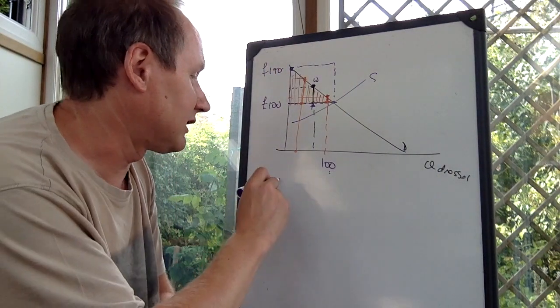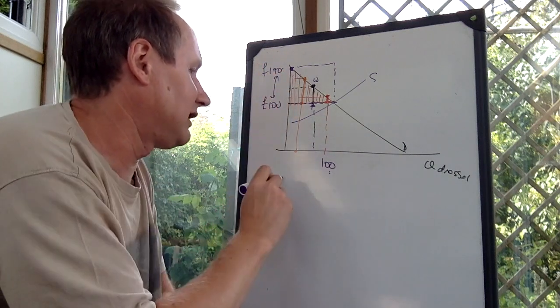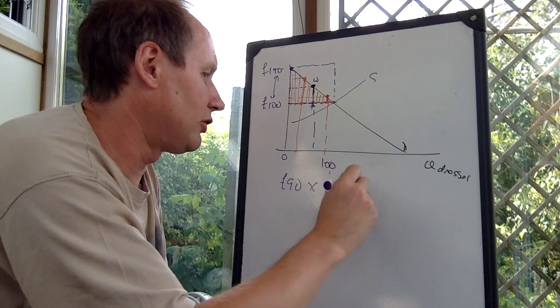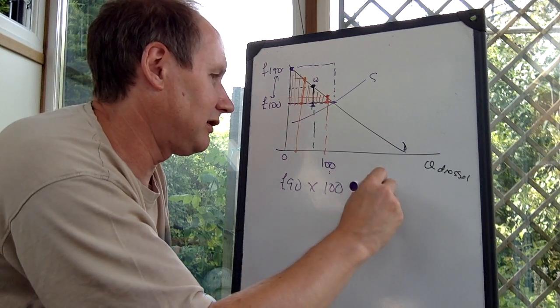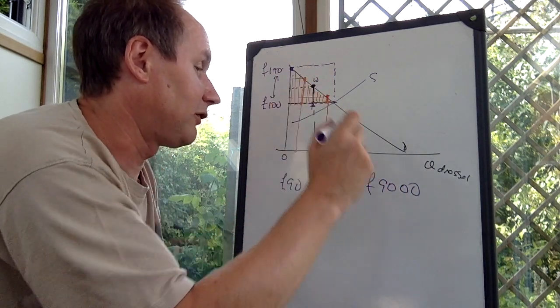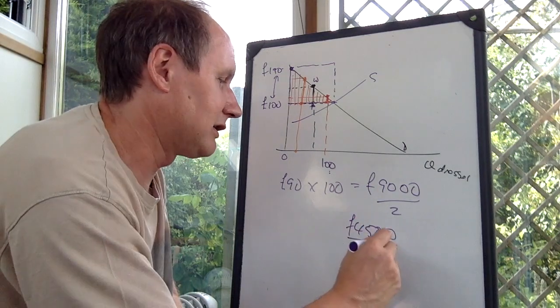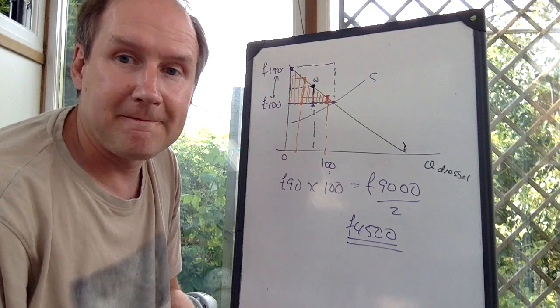So all we have to do is say, well, that distance there is 90. There's 100 dresses bought. That's £9,000. And then to find the area of a triangle, we divide by 2. So consumer surplus is £4,500.